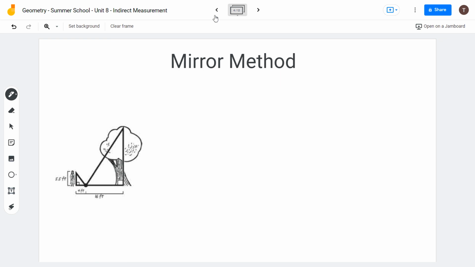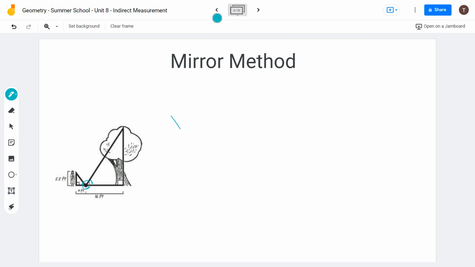Now the mirror method is a little bit different. So this right here is where the mirror would be. So what you do is you kind of place a mirror between where you are and the object, and you step back until you can see the object in the middle of the mirror. And the angle that you're looking down at is going to be the same as the angle that's bounced back up to the top of the object. So you kind of want the very top of the object to be in the middle of the mirror.